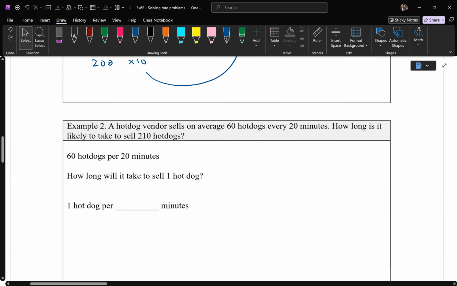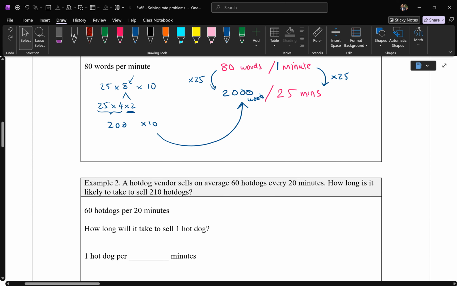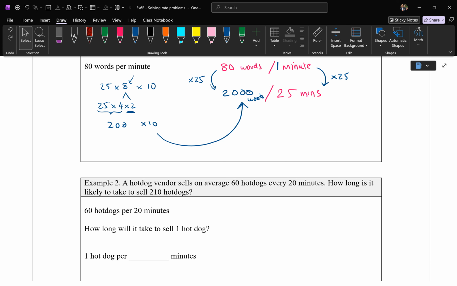So let's have a look at example 2 now. Example 2 says, a hot dog vendor sells on average 60 hot dogs for every 20 minutes. Okay, so this still works out nicely because the numbers I've chosen are pretty nice. So the question is, how long is it likely to take to sell 210 hot dogs? Yes, Harrison. 70 minutes. Okay, so your answer is 70 minutes.